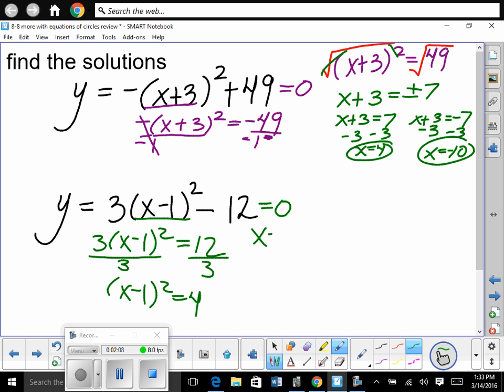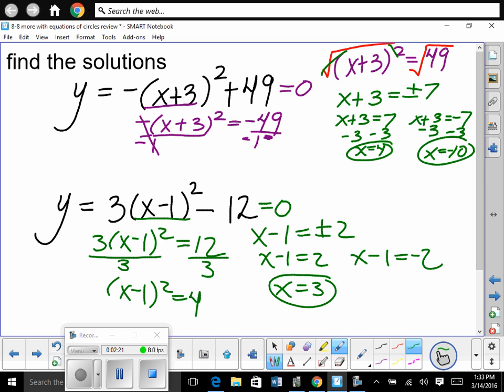So we have x minus 1 is equal to what? Plus and minus 2. Plus and minus 2, right? So then we have x minus 1 is equal to 2, x minus 1 is equal to negative 2, solve for x, add 1, x is equal to 3, add 1, x is equal to negative 1. Solving in vertex form is the easiest method out there.